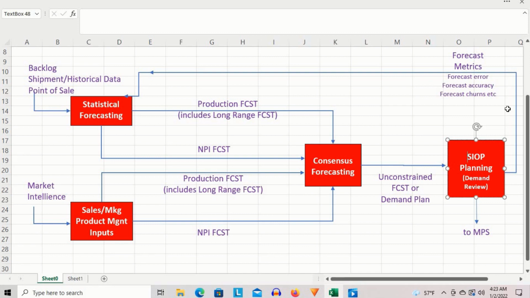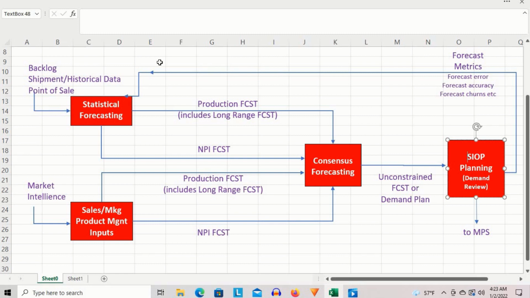The other output that comes out of the S&OP call is forecast performance metrics, which includes forecast error, forecast accuracy, forecast churn, and so on. So the feedback goes to demand planners so that they can use that information in the next statistical forecast cycle. Meaning that they can use that information to improve the forecast on those items that are falling behind, meaning those items that have poor forecast accuracy. So this makes the demand planning cycle a closed loop cycle.